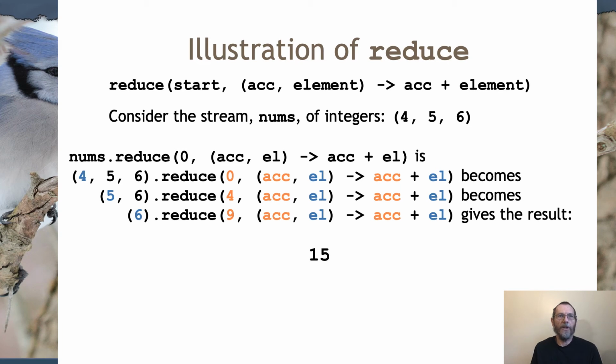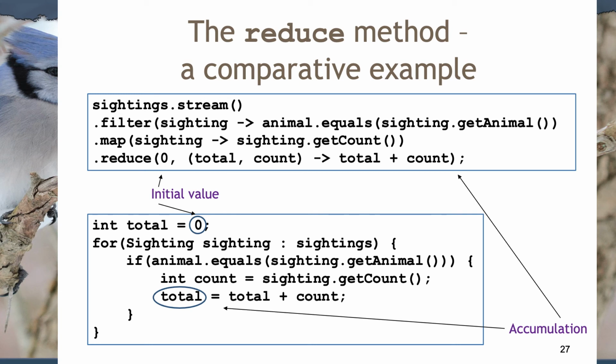Let's look at how we might make use of this in the context of the Animal Sightings project. At the bottom of the slide, we've got the traditional way that we would iterate over a collection using a for each loop and produce a sum of all the counts of all the sighting objects that are in that collection. So we have this running sum value called total that starts off at 0, and each time around the loop we're going to be adding potentially another count into that running sum until at the end of the for each loop that running sum will have accumulated the count for all of the items that we're interested in.